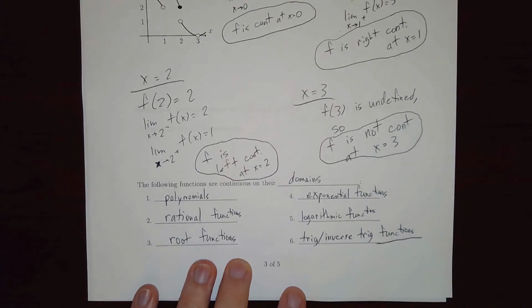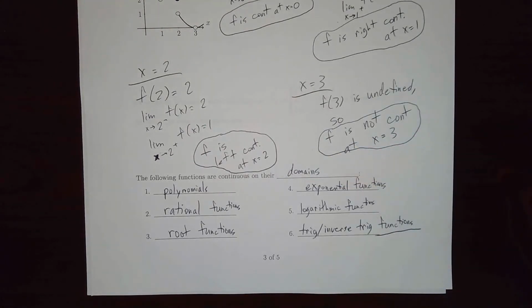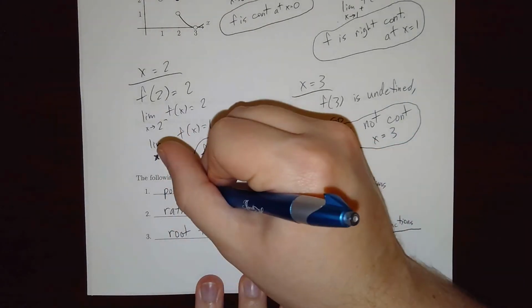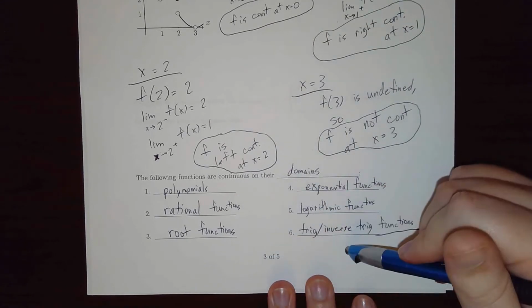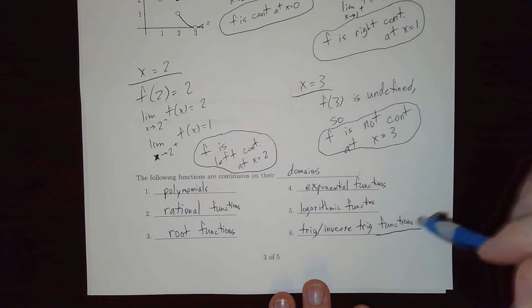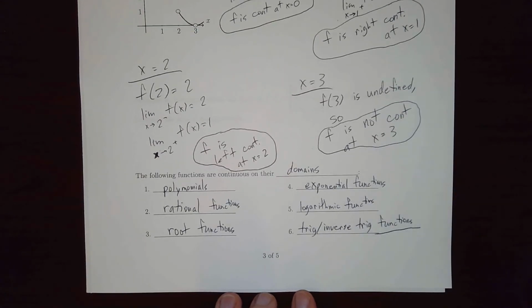So of note, they're continuous on their domains. As long as you can find the domain of these functions, you'll be guaranteed that they'll be continuous on those domains. Now, if you don't remember what any of these types of functions mean, our first set of notes went through a brief overview of all these different types of functions.